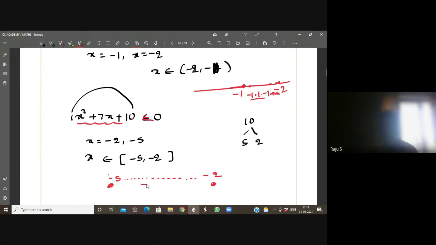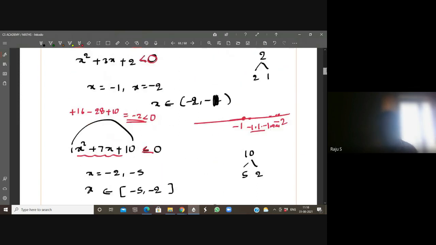For example, you can take minus 4. Substitute here: 16 minus 28 plus 10. See here, this is equal to minus 2, lesser than 0. Got it? You take minus 3, any value between minus 5 to minus 2, surely you'll get lesser than 0. This is the meaning of this.